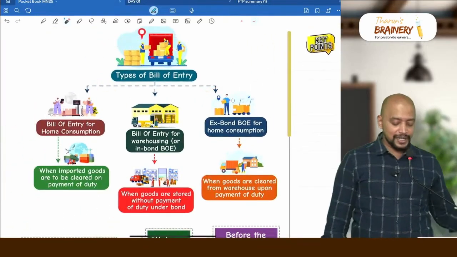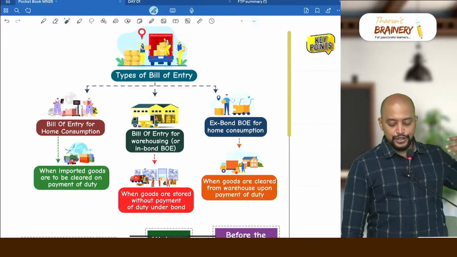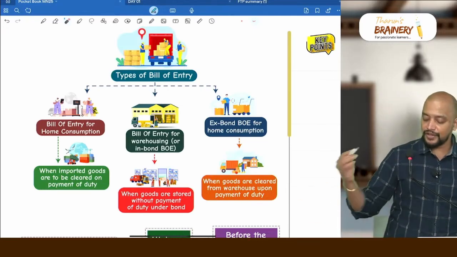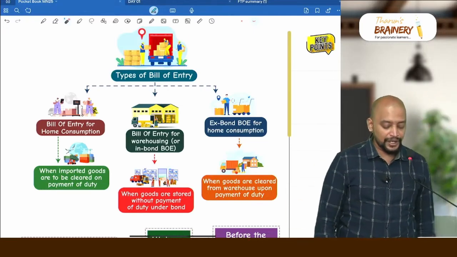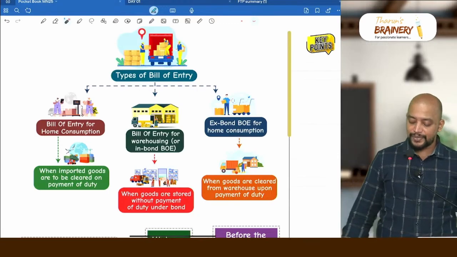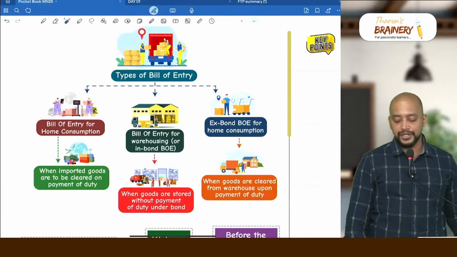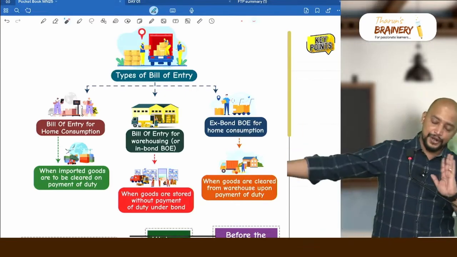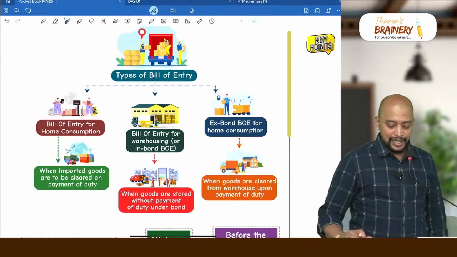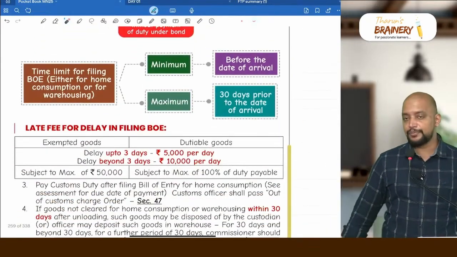Bill of entry for home consumption, when the imported goods are to be cleared upon payment of customs duty. Bill of entry for warehousing or into-bond bill of entry, when the goods are stored without payment of customs duty under bond, whereas ex-bond bill of entry for home consumption is when the goods are cleared from the warehouse upon payment of customs duty. And what is the time limit for filing bill of entry?